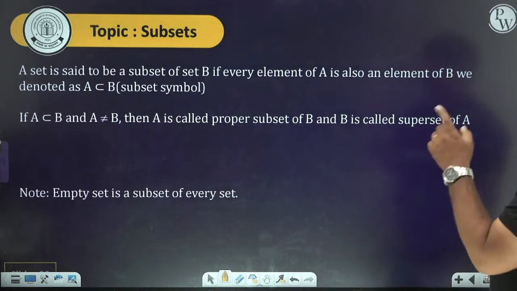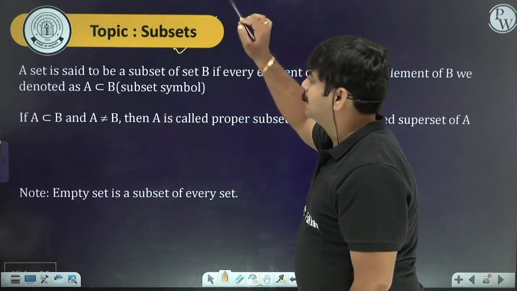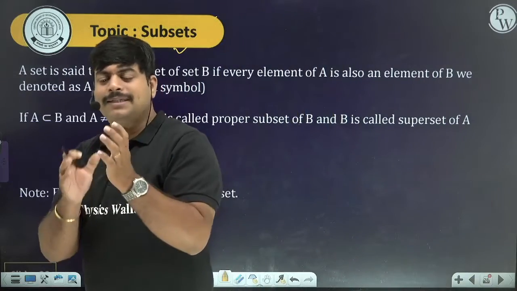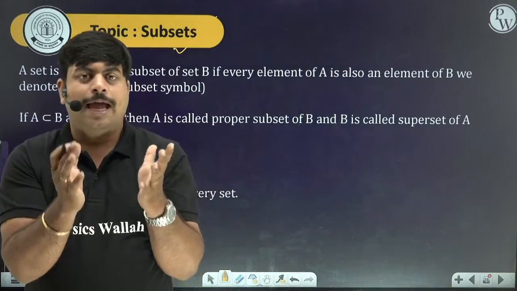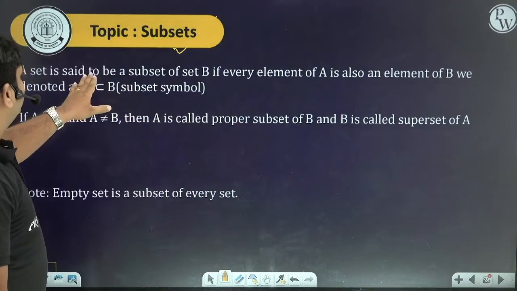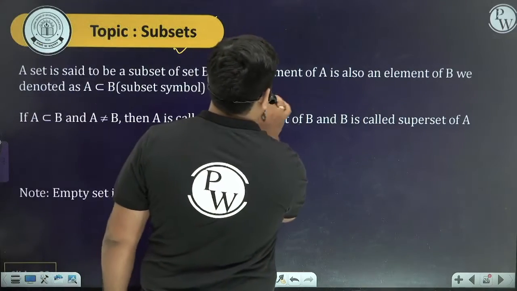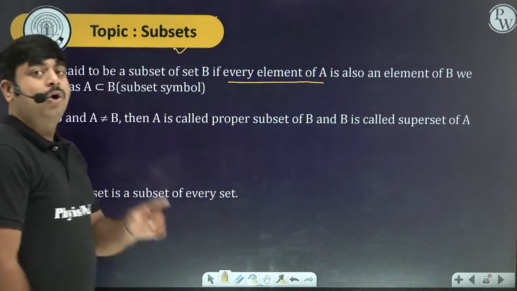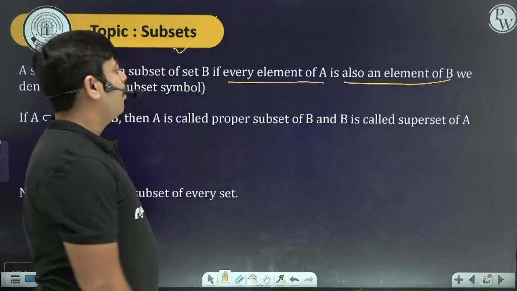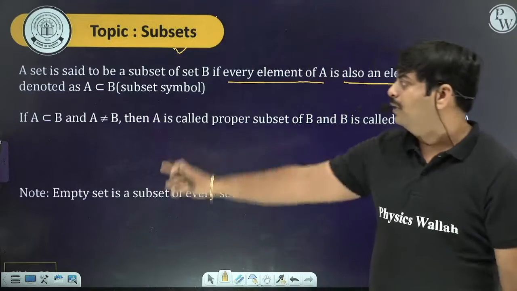Next. A set is said to be a subset of set B. People, now we are going to discuss subsets. So what is a subset? Sub means a part of the main set. A part of the main set is a subset. So A is said to be a subset of set B if every element of A is also an element of B, full stop, and we denote that with that symbol.